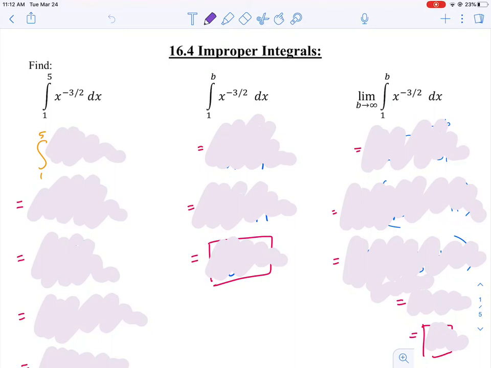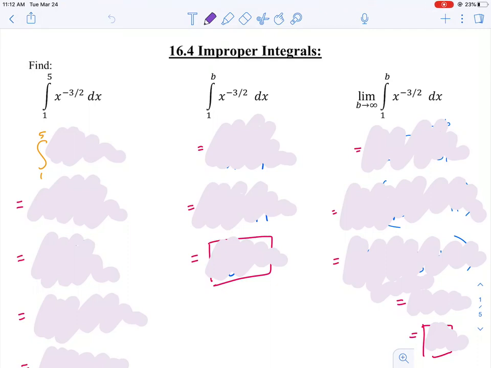Okay, so here's our last section of the semester, 16.4. We're going to talk about what we call improper integrals. In the last couple of sections, we've been talking about indefinite integrals, that's the antiderivative. We've talked about definite integrals. Remember, that's the area underneath the curve from A to B.